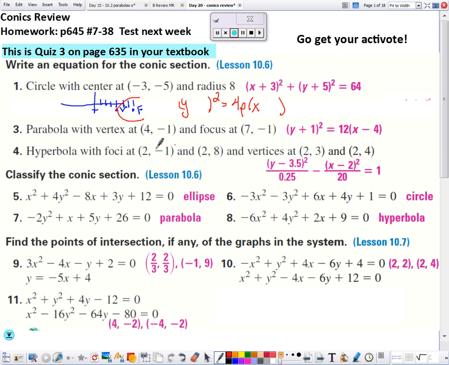So we're going to put in the vertex point, so it's going to be y plus 1 and x minus 4. The last piece I'm missing is p. P is the length from the vertex to the focus. So to go from 4 to 7, p is 3. So when we plug that in here, where I get my 12 from.